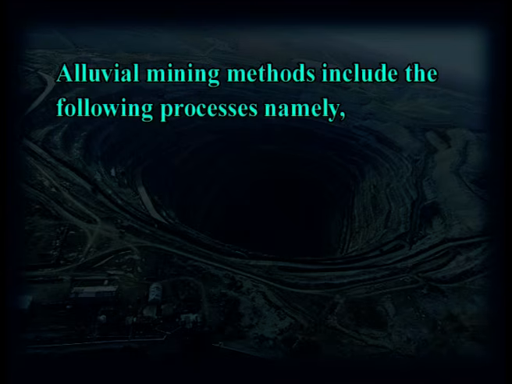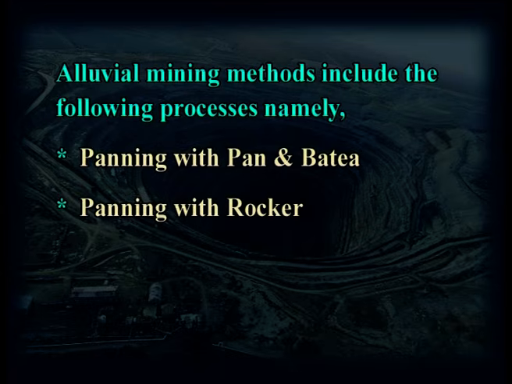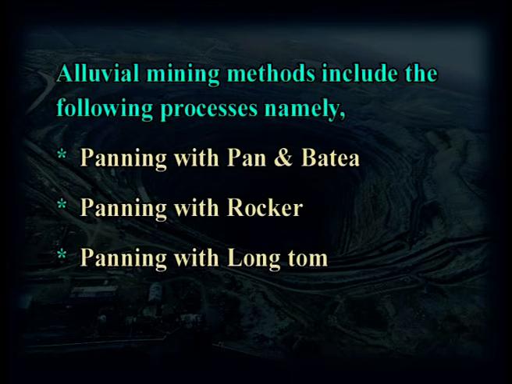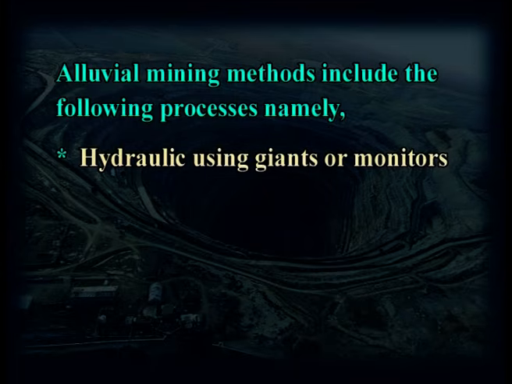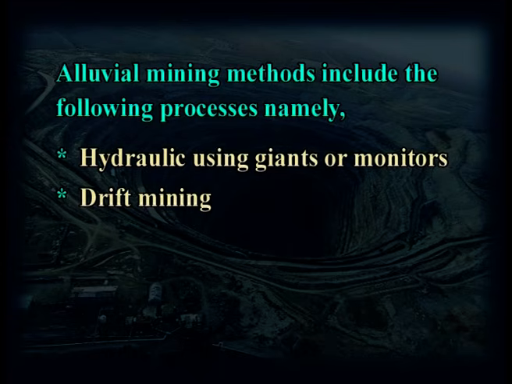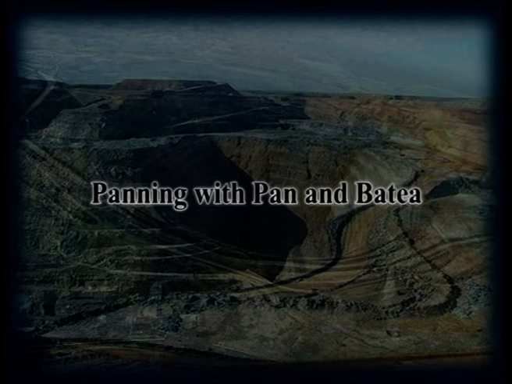Alluvial mining methods include the following processes, namely panning with pan and bottia, panning with rocker, panning with long tom, sluicing, generally ground sluicing, then hydraulic using giants or monitors, drift mining, dredging, derricks and cableway.